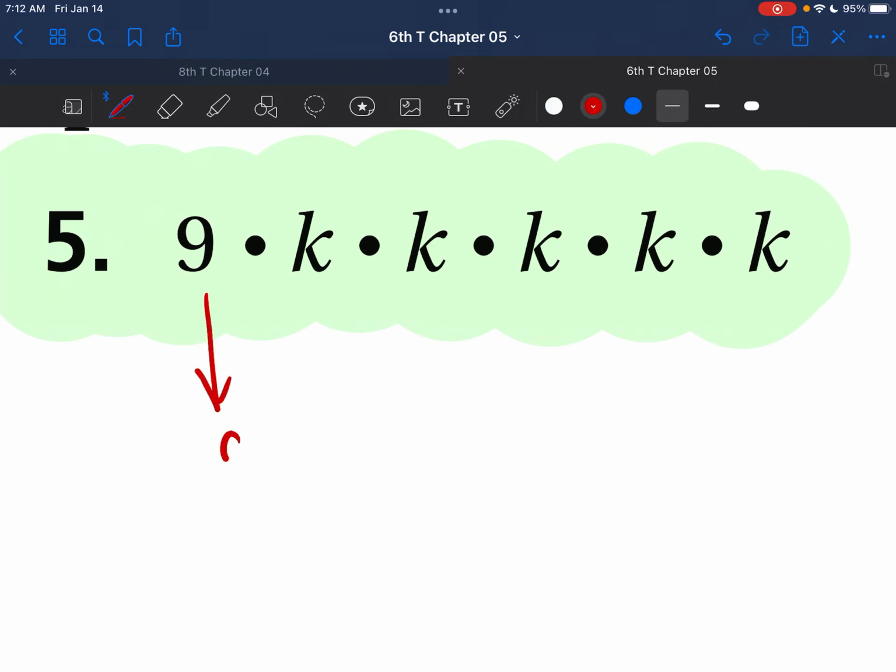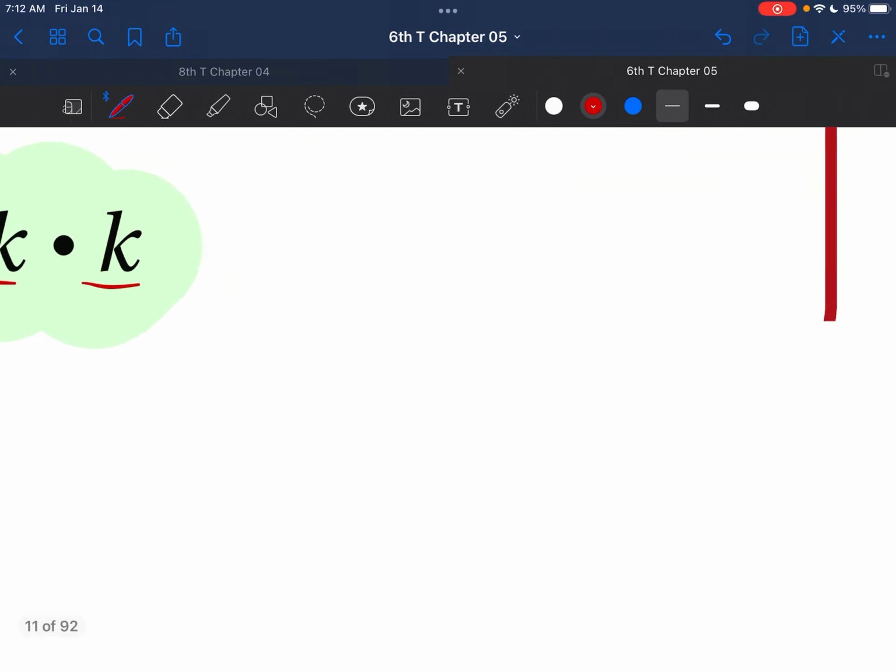So we have, I'm going to drop down this 9. And how many of the letter K do I have? 1, 2, 3, 4, 5. So 9K to the 5th power.